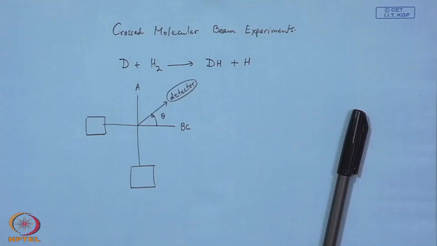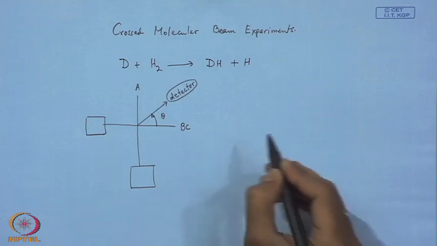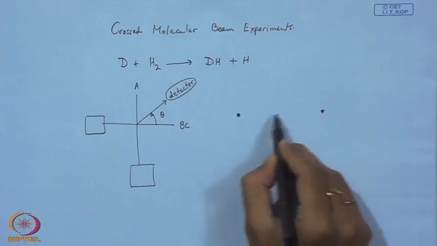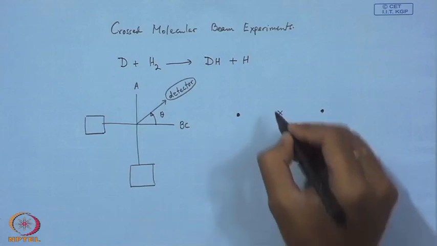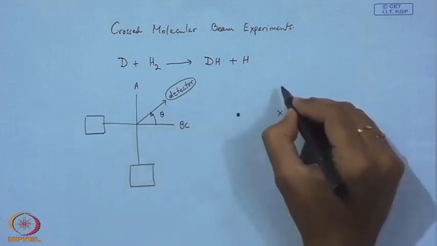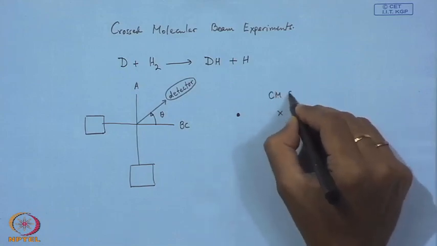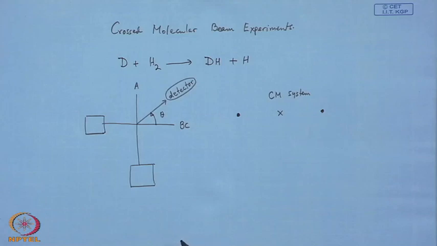So, whatever data you obtain for the scattered species is in the laboratory frame, and then you have to convert this to the center of mass system. Okay. So, center of mass is basically, say you have got A over here, B over here, so center of mass could be somewhere over here. Okay. So, you have to convert this data to the center of mass system. I mean, the distribution has to be translated in terms of the CM system. Okay. So, an axis transformation is needed.